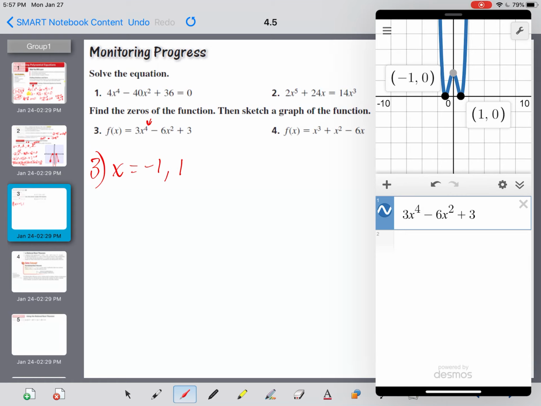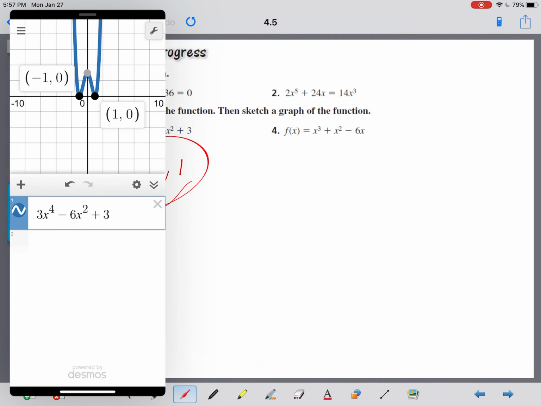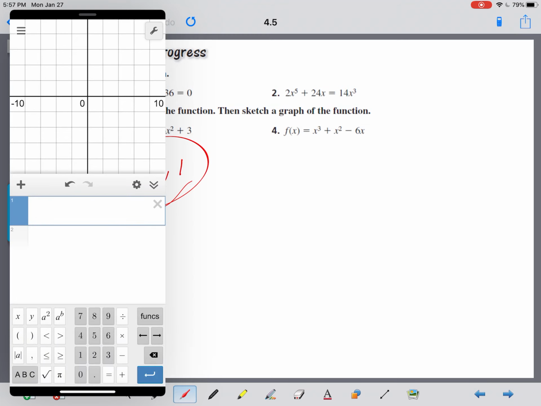I should have 4 answers, but remember, because these are bending around there at the x-axis, that means they're actually hitting it twice. So it's -1 twice and 1 twice, so that's all 4 answers that I need right there. Now let's go on to the next one.